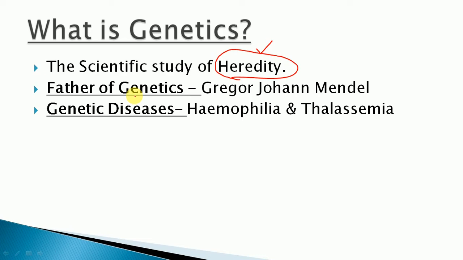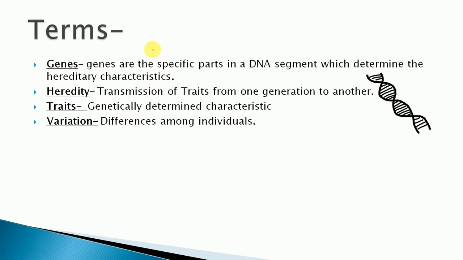Now who is the father of genetics? The father of genetics is Gregor Johann Mendel, and there are certain diseases which are caused due to the genes. They are known as genetic diseases. So these are hemophilia and thalassemia. Okay, now what are the terms?